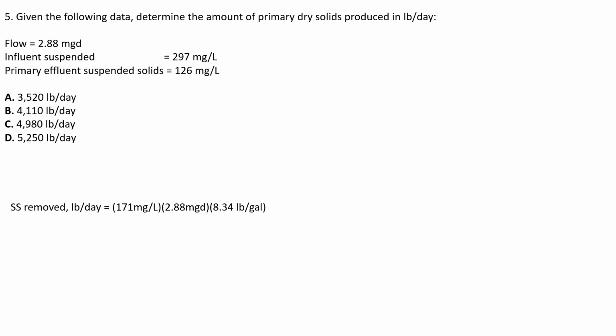So we have 171 milligrams per liter times 2.88 million gallons a day times 8.34 pounds per gallon, multiply across, and the answer is 4,107.28. Your closest answer is going to be B, 4,110 pounds per day.